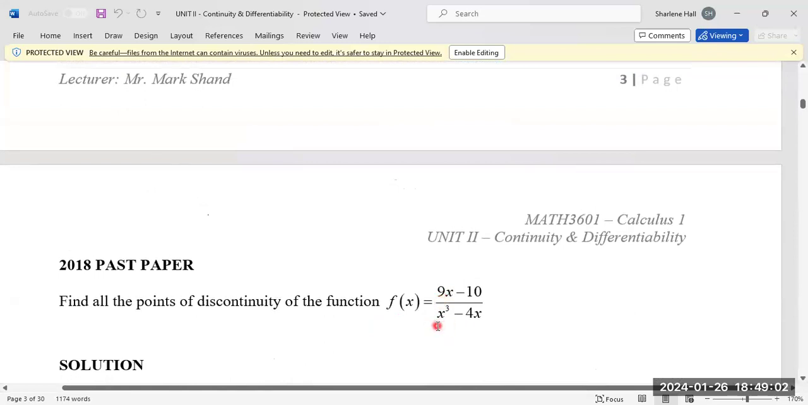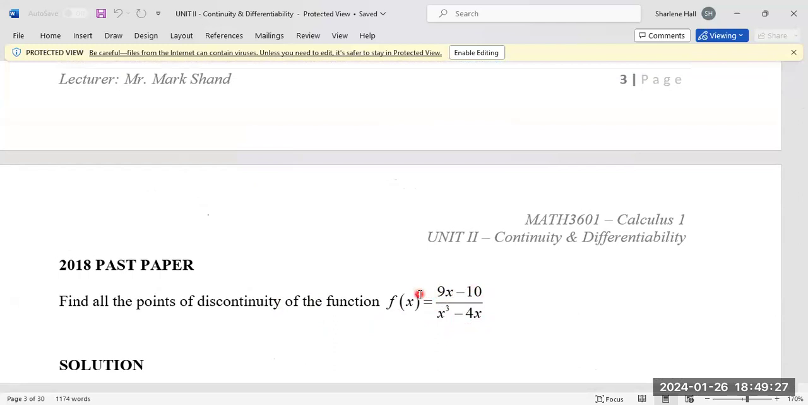And see right here, Shamari, this is a 2018 past paper. How many values of answers am I supposed to have in here? 3. 3, because this is a cubic equation. Doesn't matter that you have 9x minus 10 in the numerator. This 9x minus 10 has nothing to do with the question. We are totally ignoring the numerator because the numerator can be any value. We are not concerned with the numerator.